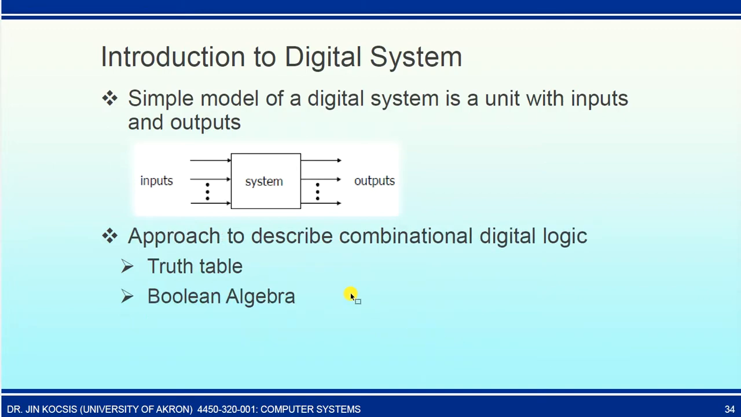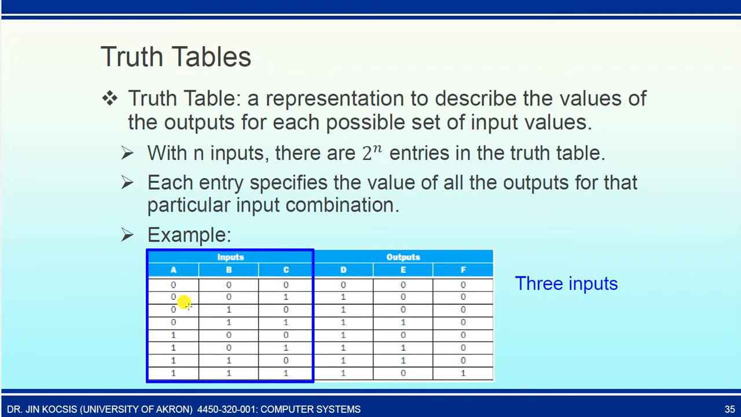Again, in this tutorial on digital systems, we focus on describing combinational digital logic, or the combinational components which do not have memory, which means the output is determined only by the current input. To describe the behavior of those components, I can use the truth table and the Boolean algebra.